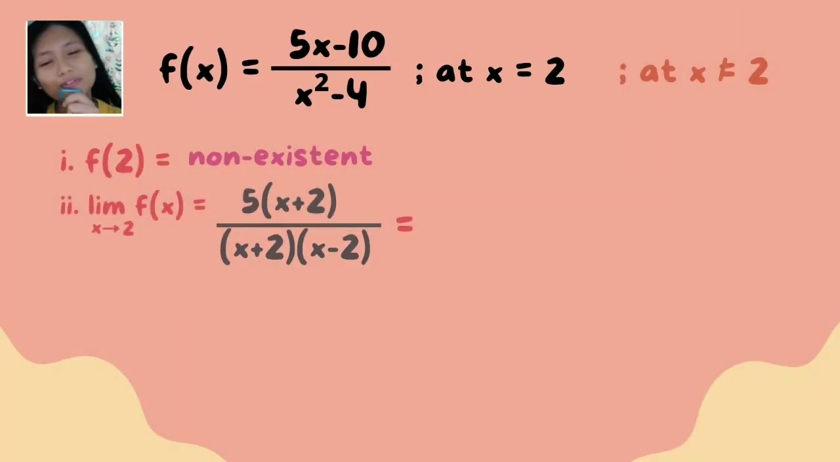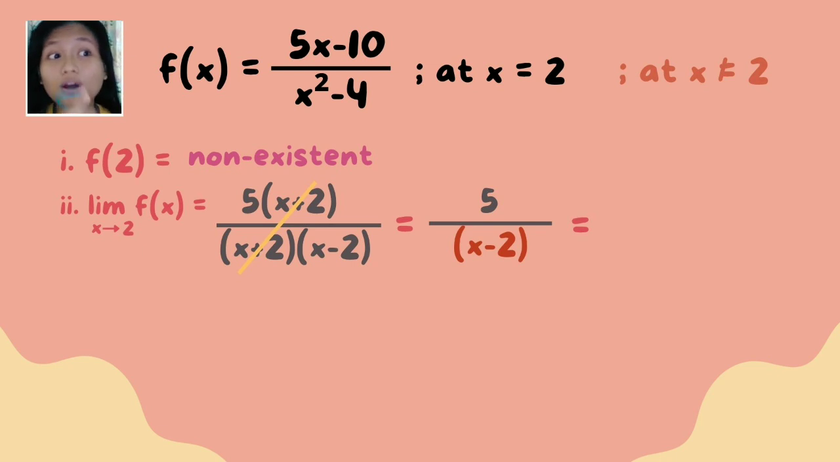Let's go to removable discontinuity. f of x equals 5x plus 10 over x squared minus 4 at x equals 2, and x is restricted to not be 2. Since x cannot be equal to 2, it means that there's no point existing there. So, it's non-existent. The limit is indeterminate, that's why we factor it out before we cancel the similar terms. Still, x cannot be equal to 2, that's why I'll manipulate it this way.